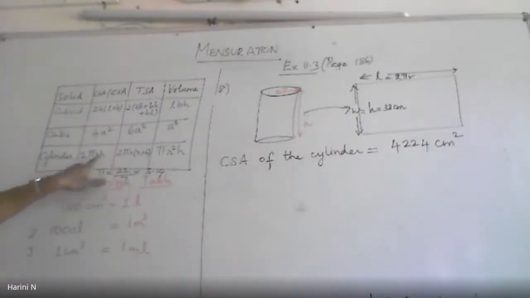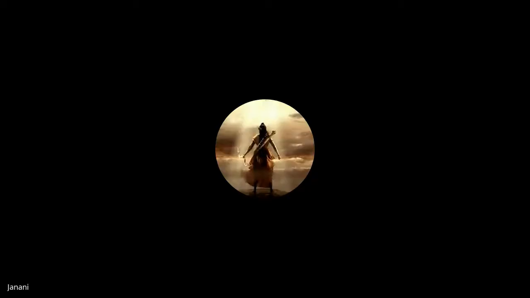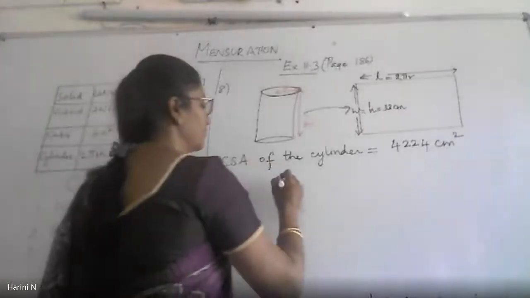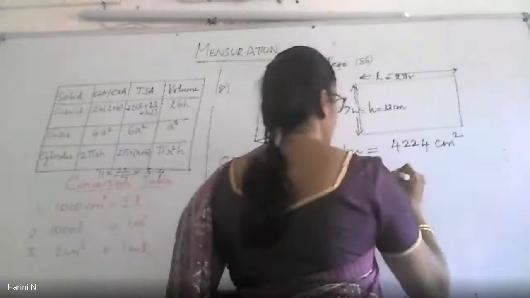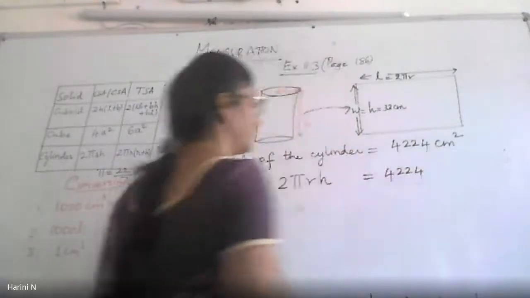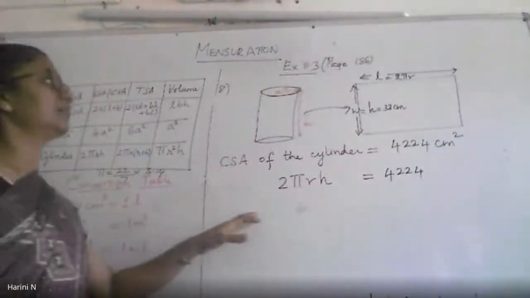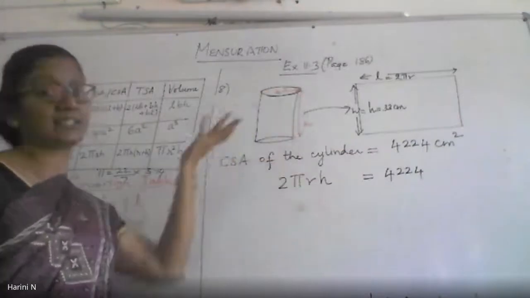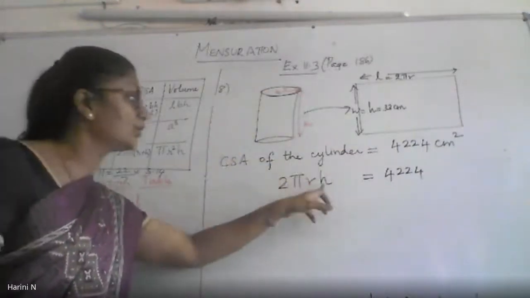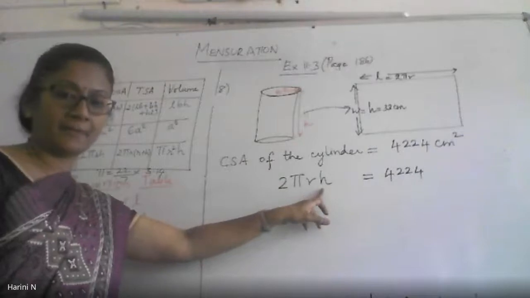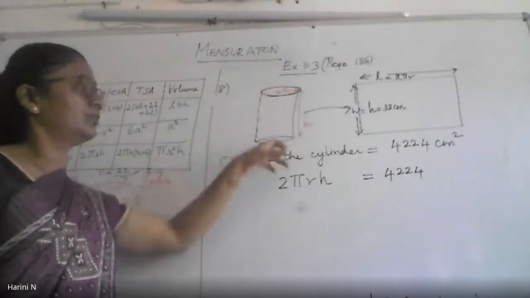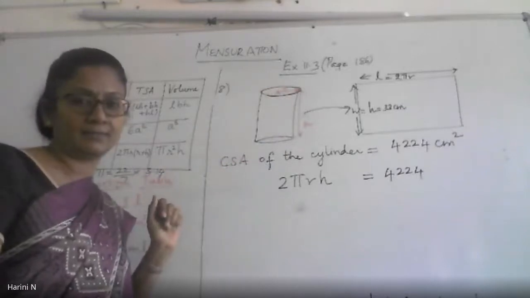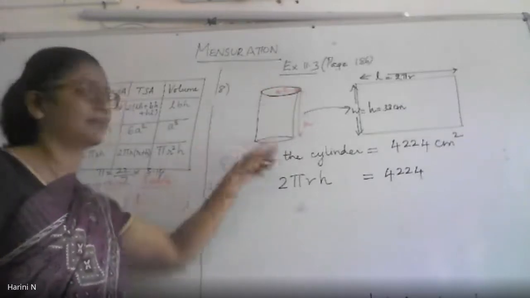Now I know the CSA of the cylinder. Is it 2 pi r h or 2 pi r plus h? 2 pi r h. So in the place of CSA, you write 2 pi r h equals 4224. Here, I don't know the radius of the cylinder. It is not given to me. Do I know the height of the cylinder? Yes, ma'am. Is it given?